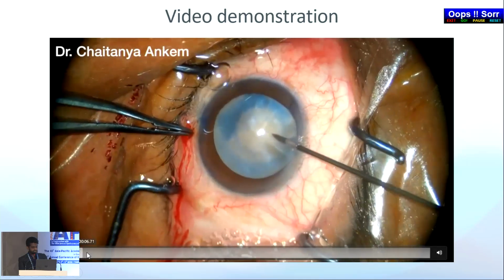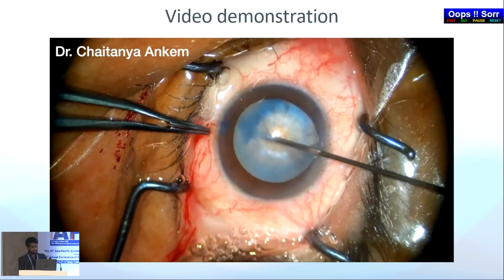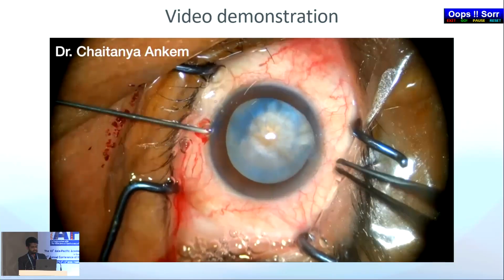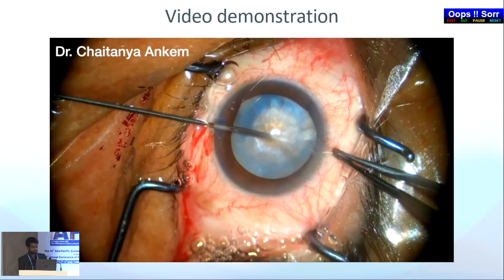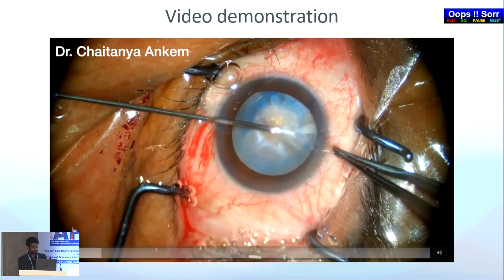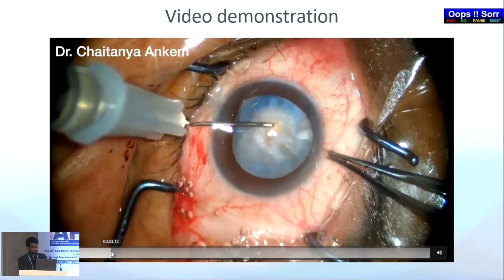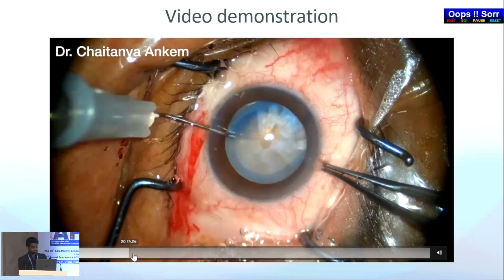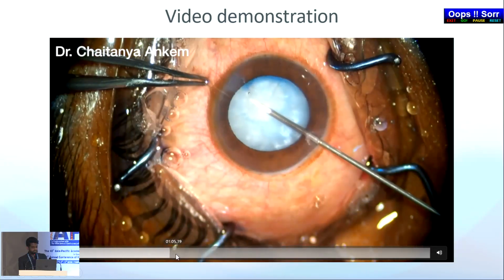We just fill it with visco, then directly puncture it and aspirate with 60 or 70% of the flow rate from either side. Again, the same in a different scenario.